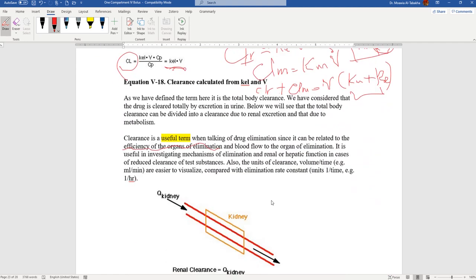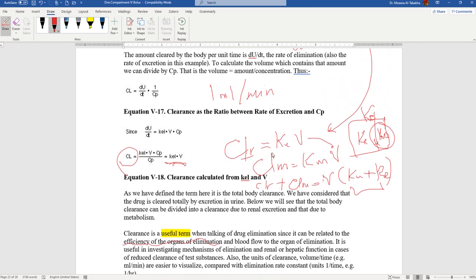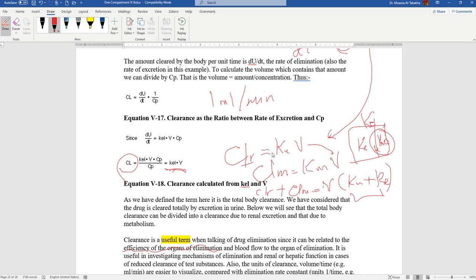Okay, so it can relate to the efficiency of the organ of elimination. If we compare how much plasma or how much blood goes to the organ of elimination, liver or kidney, and how much is removed, I know whether this organ is efficient in eliminating the drug or not.